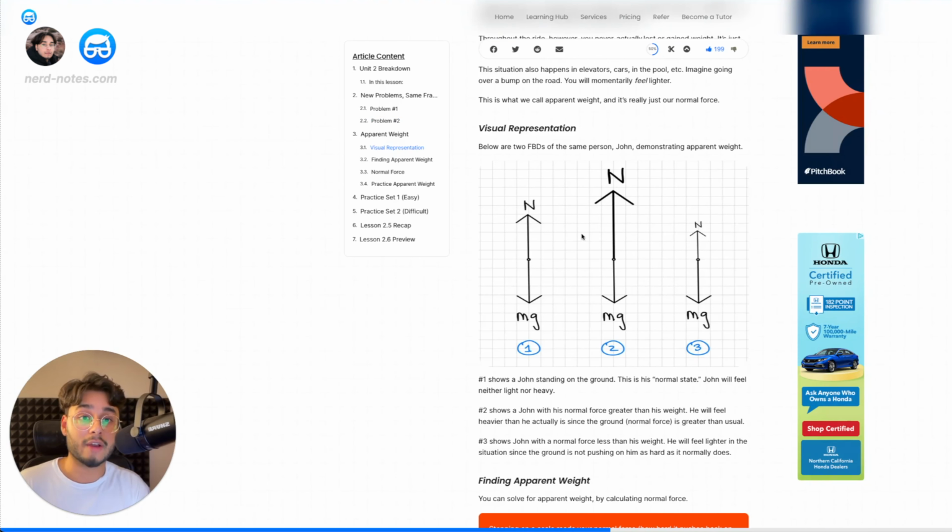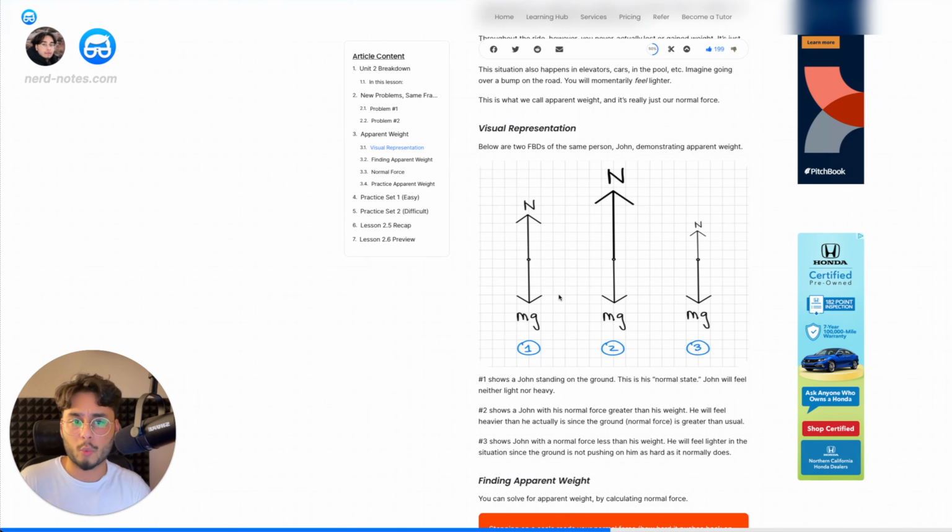As you can see here, I've drawn some visual representations using FBDs, of course, and in the first diagram, you can see that the normal force and mg, or your weight, are the exact same. And so what this means is that you're going to feel exactly what you weigh. However, in the second diagram, your normal force is much greater than mg. And so you're going to feel much heavier than you weigh, okay? Because the surface is pushing up harder on you than you are pushing down on it. So, in other words, you're going to have that feeling of heaviness.